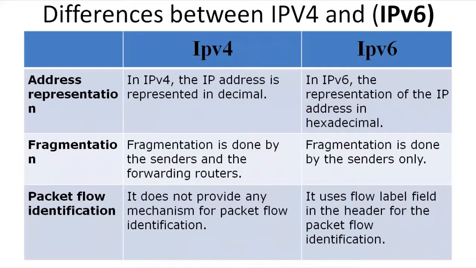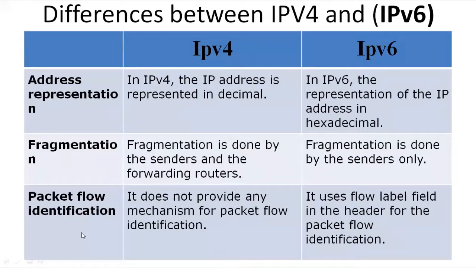Here address representation: it is decimal or hexadecimal. IP version 4 is a decimal representation. IP version 6 is hexadecimal. Fragmentation is done by the router in IP version 4. Here the fragmentation is done by the sender in IP version 6.